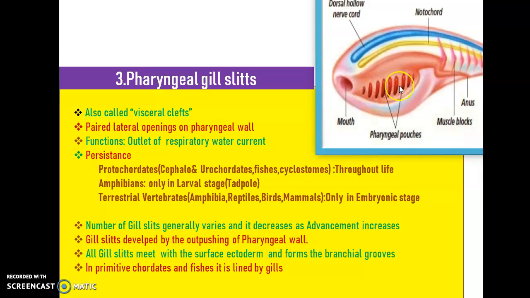The pharynx is found on the inner region of our body. So it will be meeting, or communicating, and united together with the outer surface of our ectoderm and forms this structure. In primitive chordates as well as fishes, you can see that these pharyngeal pouches are lined with gills.